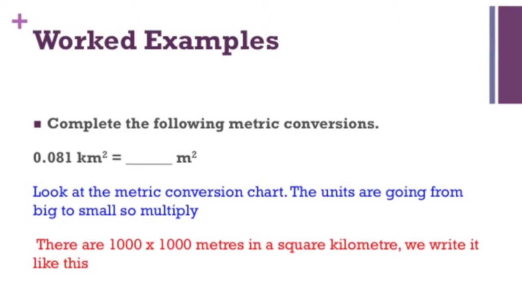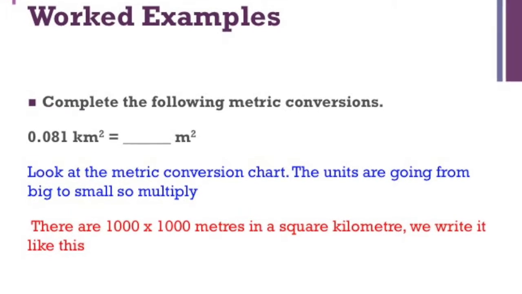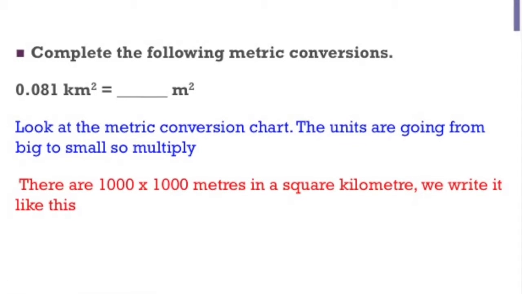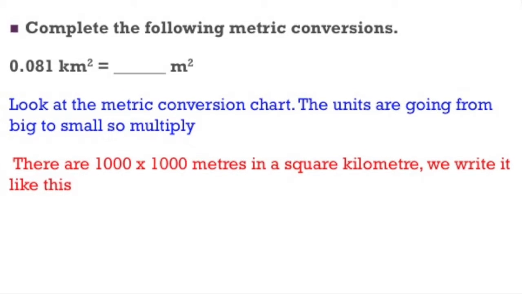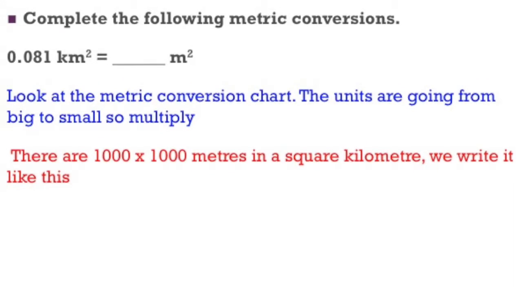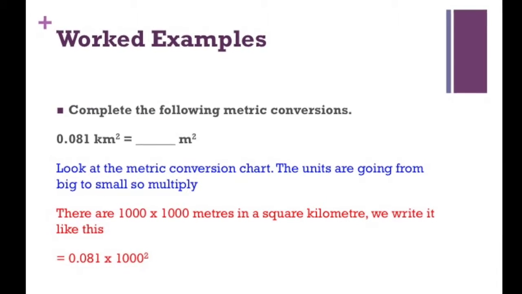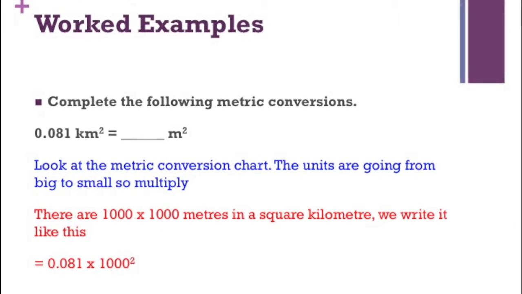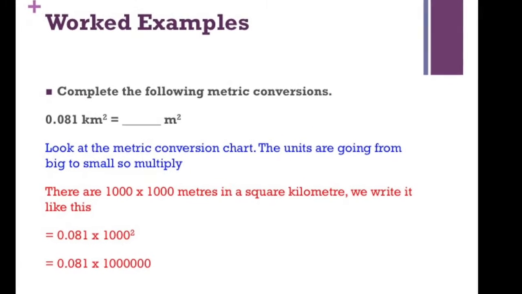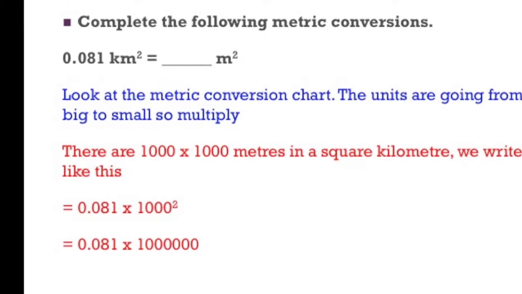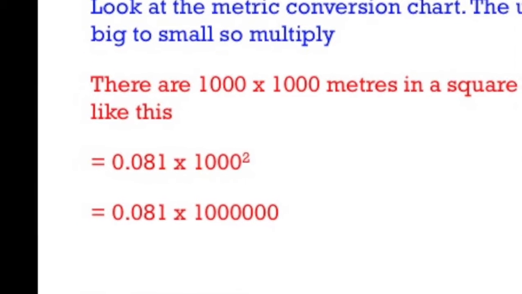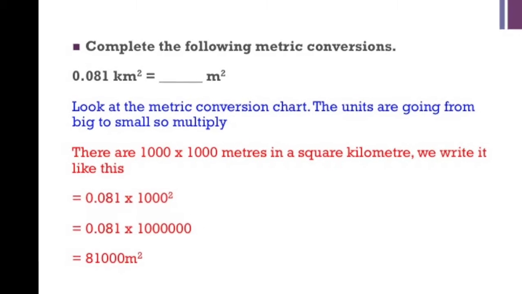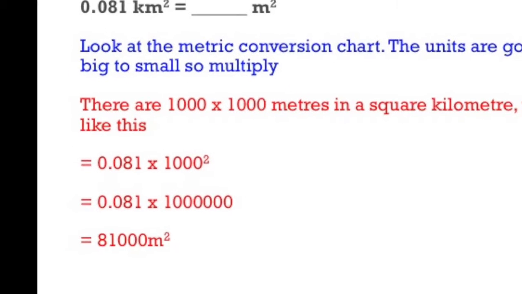Remember, we're going from square kilometres to square metres. So when we're talking about squared, it's 1,000 times 1,000 or 1,000 squared. So when you multiply this, you'll go 0.081 times 1,000 squared. If you type that directly into your calculator and press equals, you'll get the answer. Be sure to make sure that you always write down your measurement in metres squared.